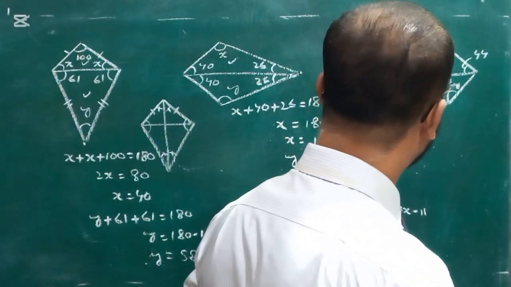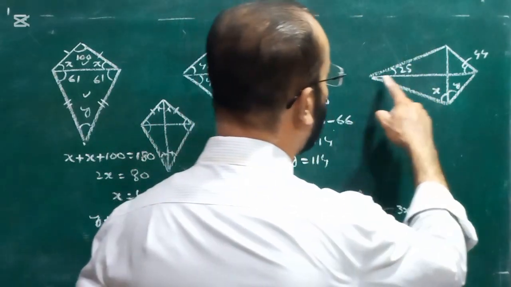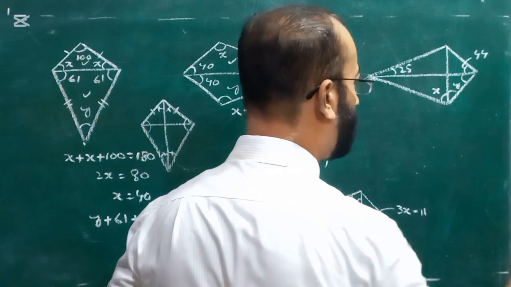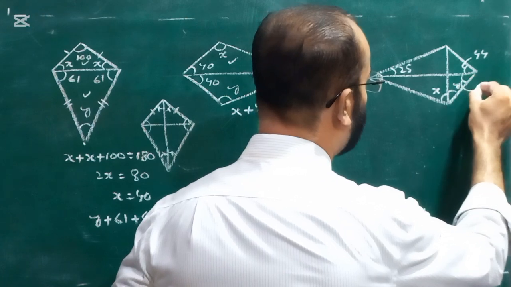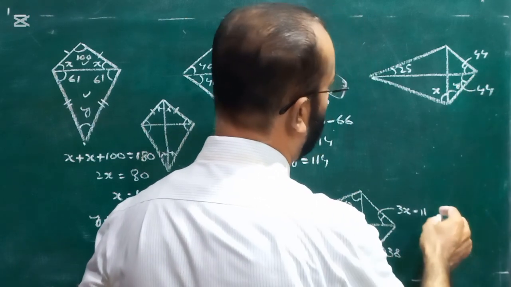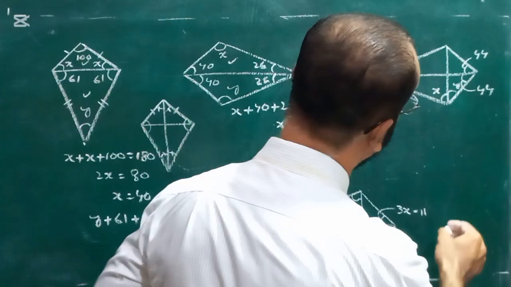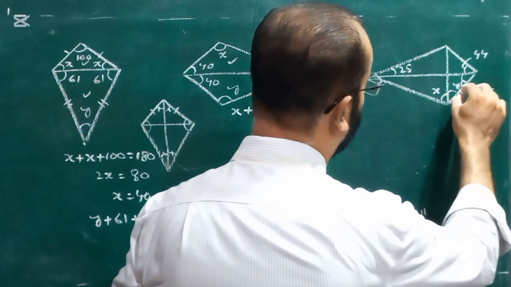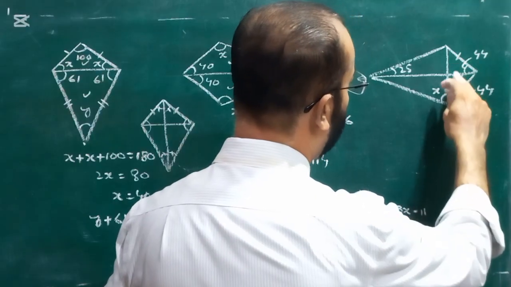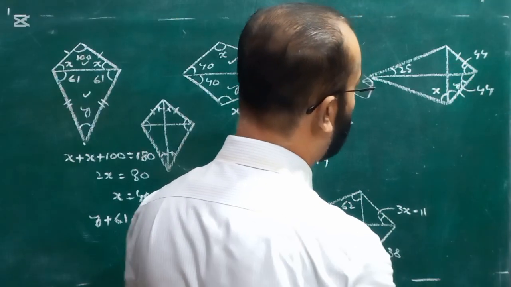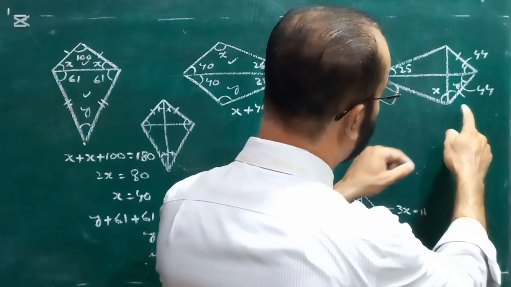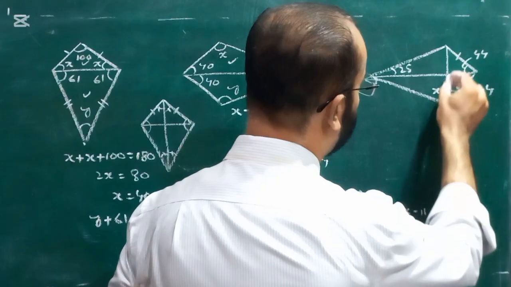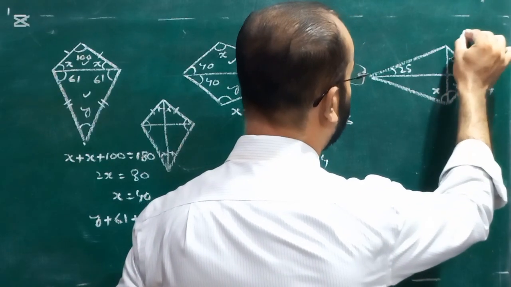Now come to this figure. This longer diagonal will bisect the upper angle. So if this angle is 44, this angle will also be 44. And okay, because this angle is y and these two sides are equal, the upper triangle will become an isosceles triangle. So an isosceles triangle is a triangle in which two sides are equal and their base angles are equal. So if this is y, this will also be y.